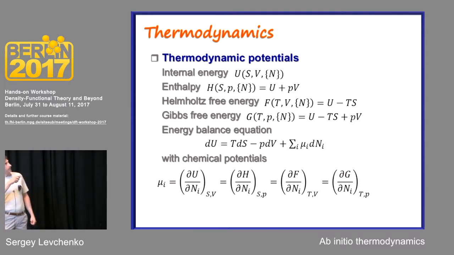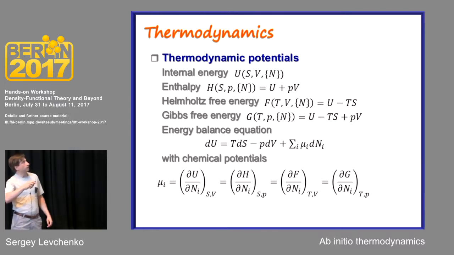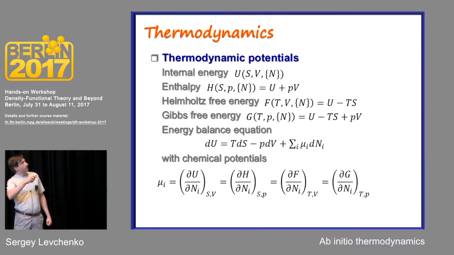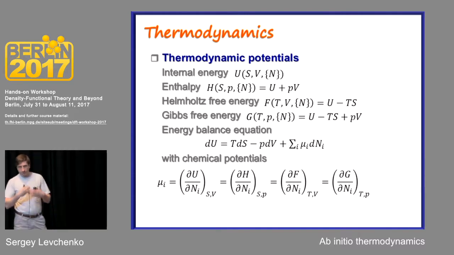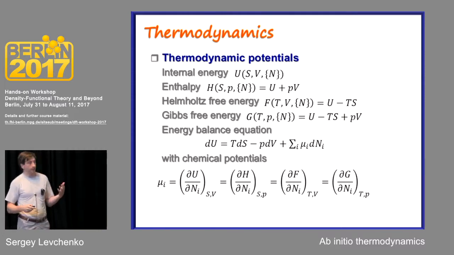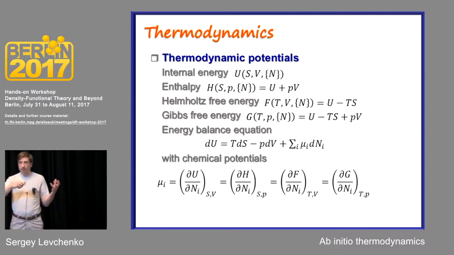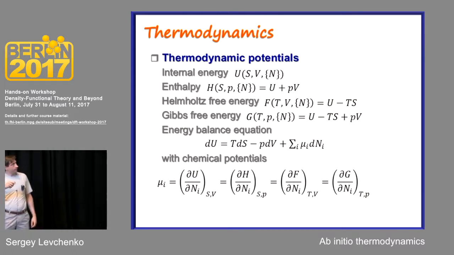There is an energy balance equation or energy conservation law, which states that a change in the internal energy should be equal to the amount of heat that we give to the system or remove from the system, the work that is done on the system by external pressure, and also the change in energy due to the change in the number of particles in the system. And the coefficients mu i are called chemical potentials.